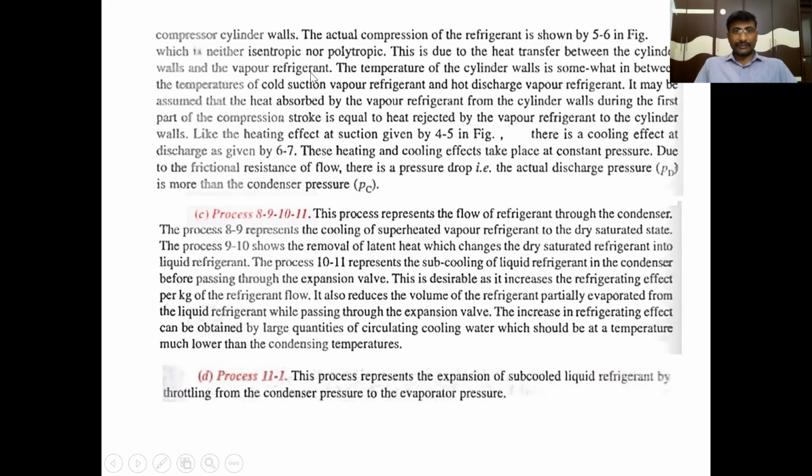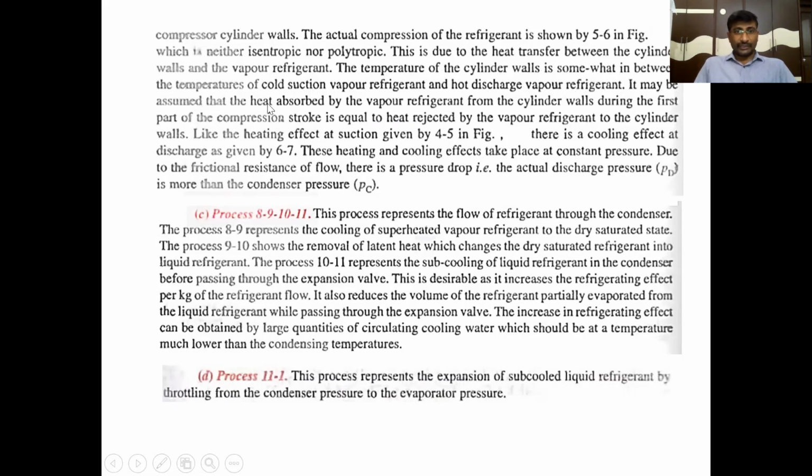Since heat transfer takes place, it is not isentropic. The temperature of the cylinder walls is somewhat in between the temperature of the cold suction vapor refrigerant and the hot discharge vapor refrigerant. The cylinder wall temperature lies between the cold refrigerant which is entering the compressor and the hot refrigerant which is leaving the compressor.